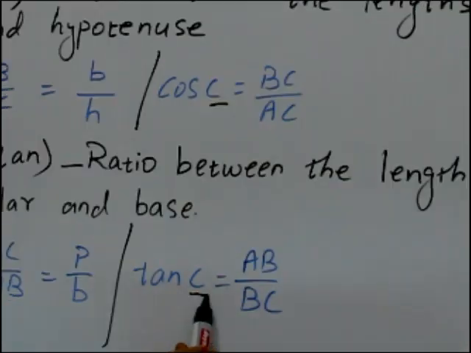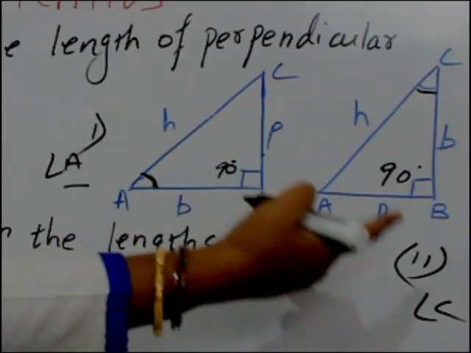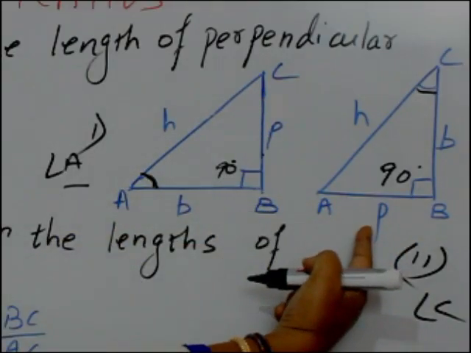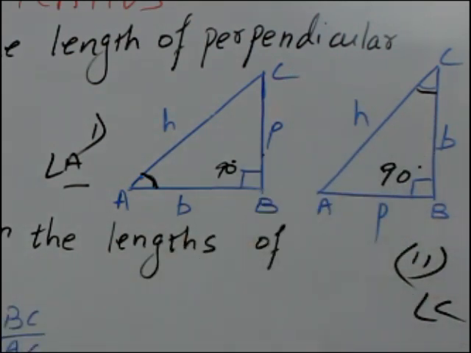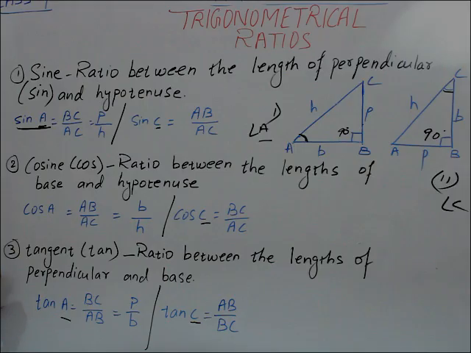Tan C, if the angle of reference is angle C. In the second figure, what is the perpendicular? AB. What is the base? BC. So AB by BC. Is it clear, children? Very easy.